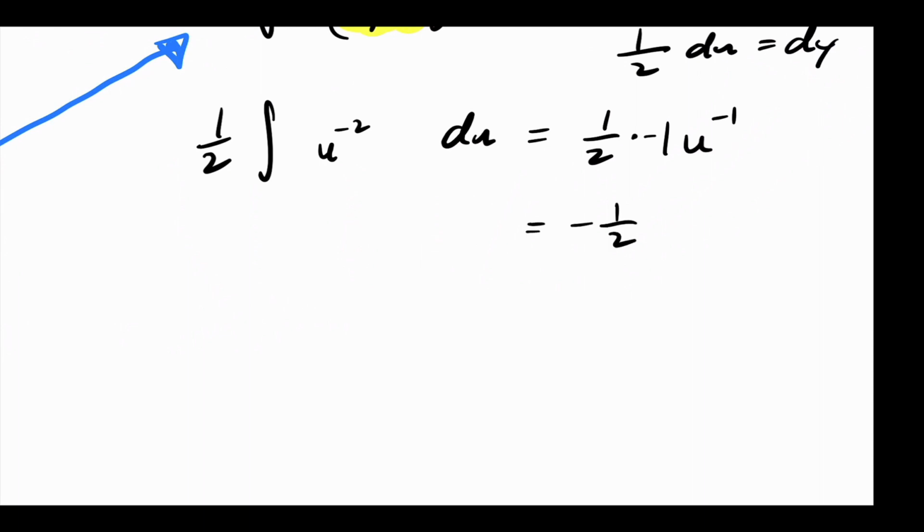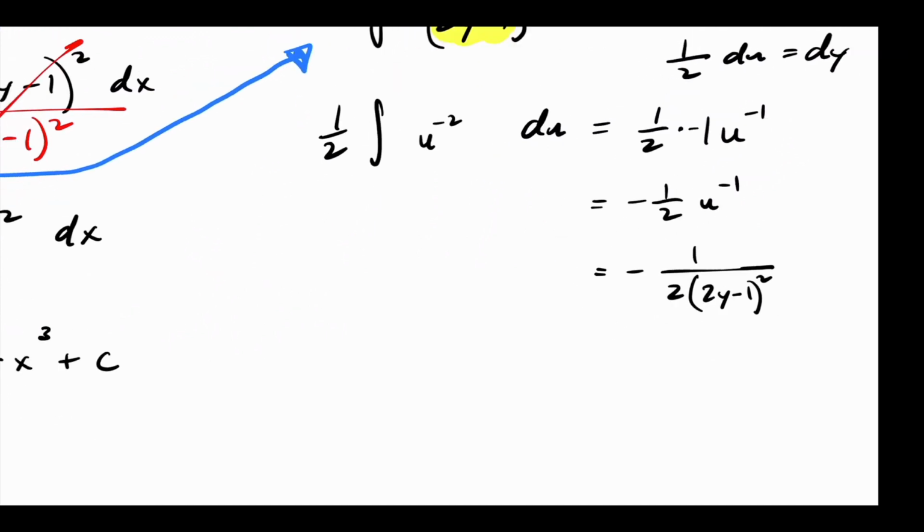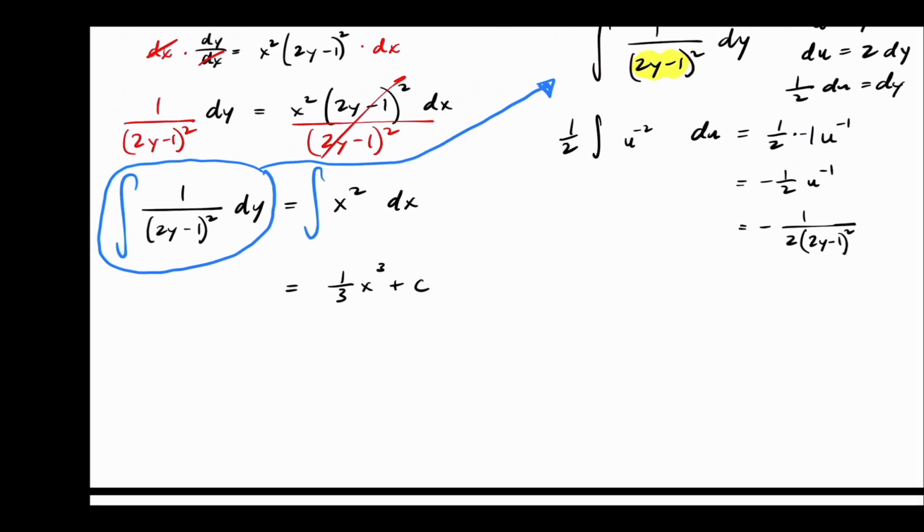So you get -1/2 u to the -1, which is the same thing as -1 over 2u. Plus, no, we don't need a plus c for this guy. Okay, so we're going to go put that back.